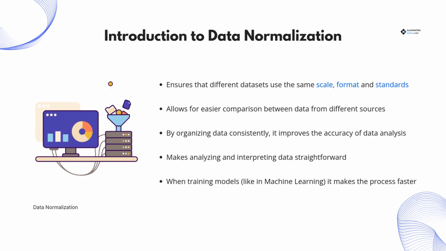Data normalization is a crucial step in data preprocessing. It ensures that different datasets follow the same scale, format, and structure. This makes it easier to compare data from multiple sources and improves the accuracy of data analysis. By structuring data consistently, we make it simpler to interpret and faster for machine learning models to process.